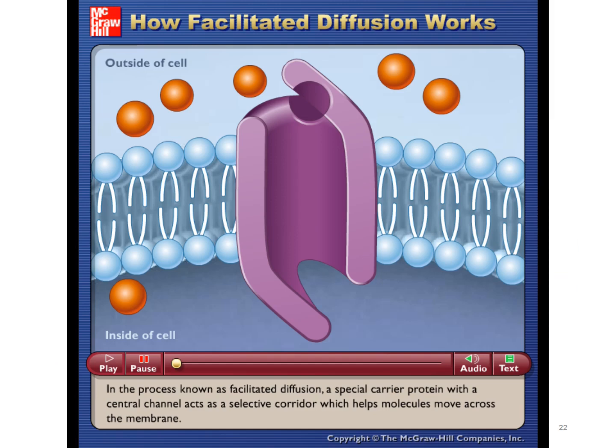تعالوا نشوف in general بقى الـ facilitated diffusion ده بيحصل إزاي. In the process known as facilitated diffusion, a special carrier protein with a central channel acts as a selective corridor which helps molecules move across the membrane. These special carrier molecules that form the protein channel bind only to a specific molecule, such as a particular sugar or amino acid. Once the molecule binds to the carrier protein, this protein helps or facilitates the diffusion process by changing shape and moving the molecule down its concentration gradient through the membrane into the cell where it is released.